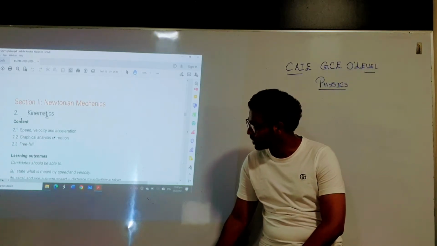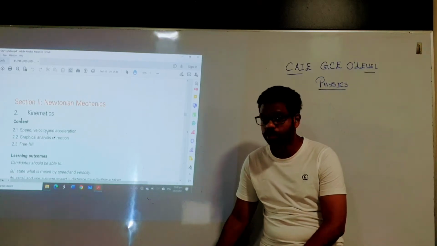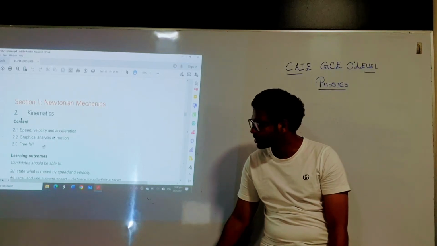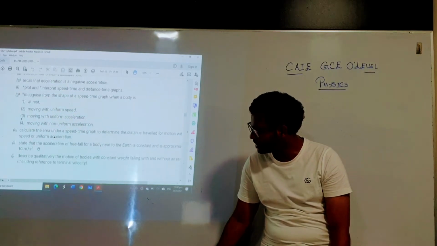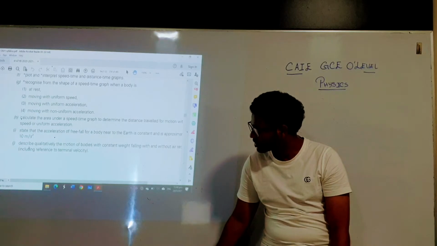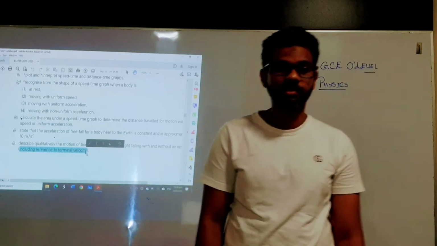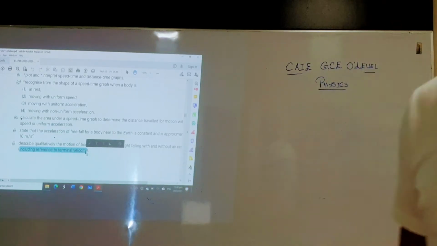The first one is kinematics, which consists of a lot of topics, actually a lot of understanding in this one. The graphical analysis of motion takes quite a bit of time. There is free fall and terminal velocity, I guess, which also requires time, including reference to terminal velocity. This is also something very important. You'll have to cover it in your syllabus and it's quite conceptual, I would say.